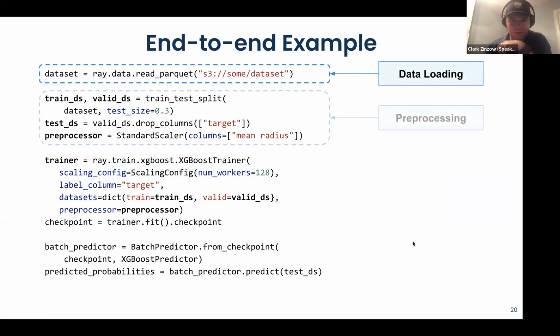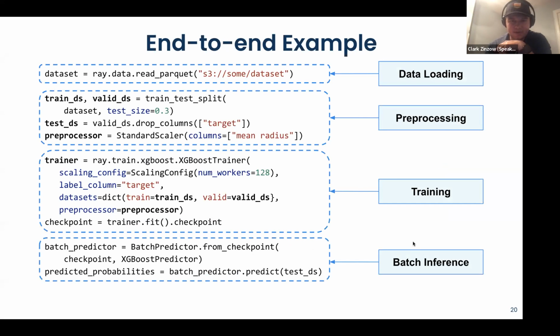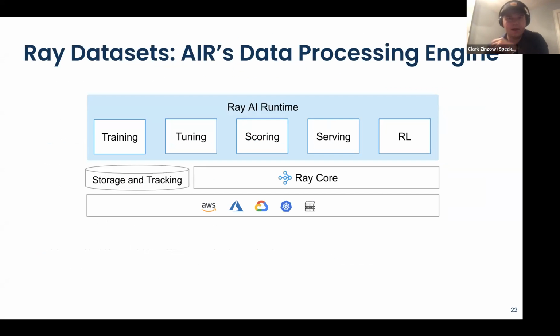So yeah, I went back a little bit to the Ray AIR overview. This was the quick little end-to-end example for a machine learning pipeline. Now, what exactly are we talking about in this talk? We're really talking about AIR's data processing engine. This is the bit that Ray AIR uses for its data-intensive computing, and this library is called Ray Datasets.